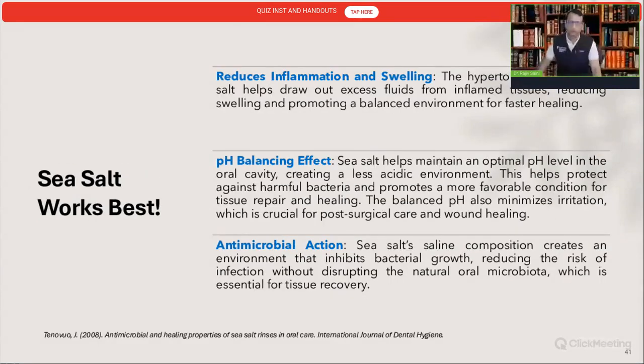Third important factor is it reduces the inflammation in general. Contrary to the alcohol-based and chemical-based oral care products that cause irritation and burning sensation and delay the healing process, the sea salt-based oral care products reduce inflammation and swelling because the hypotonic nature of the sea salt draws the excessive fluids from the inflamed tissues, reducing swelling and promoting a well-balanced environment in the oral cavity.